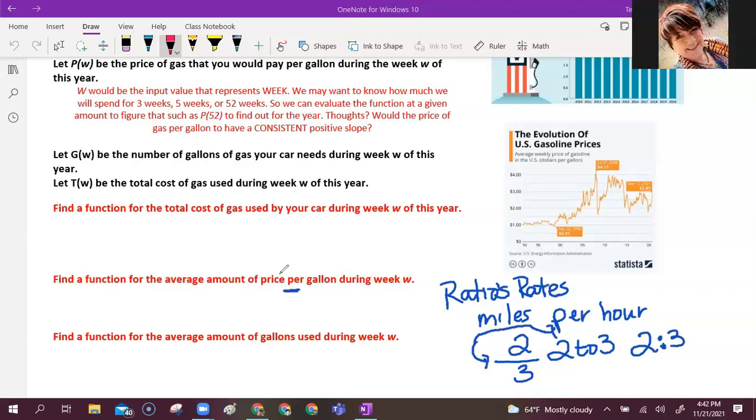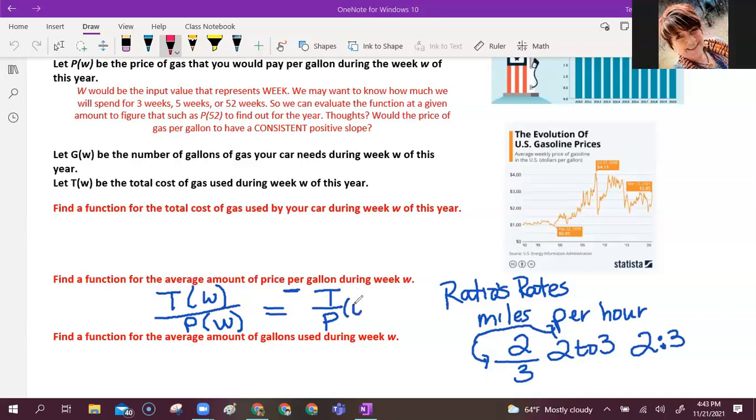So if you follow the things, you can see that if you want price per gallon, then price better be your numerator and gallon better be your denominator. Okay, what's the average amount of price per gallon? We know our total that we spent. That's T of W. And then what are we going to find out? The price per gallon is your P of W, because G of W is how many gallons your car is going to take. There is a way to rewrite these.